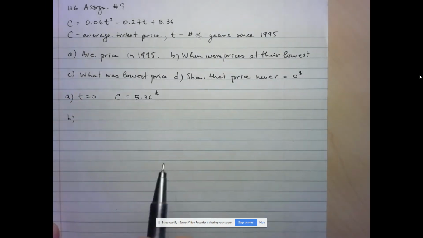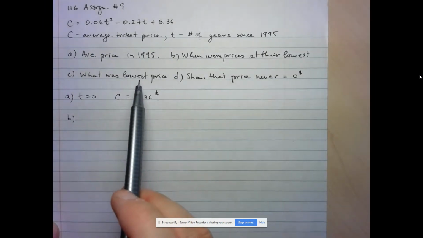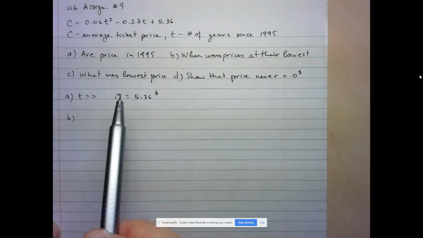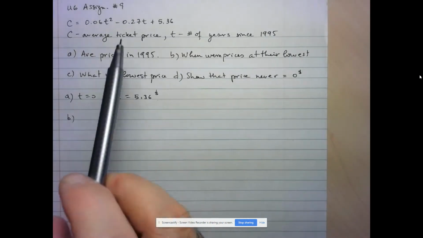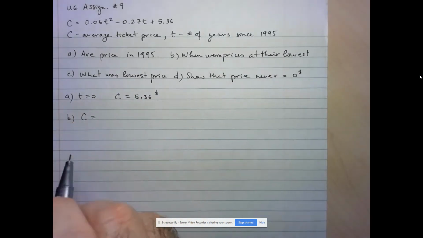It asks when were prices at their lowest, and then in part C, what was the lowest price? So anytime you see something that has to do with highest, lowest, biggest, smallest, you know you're talking about the vertex, because that's what helps us determine the maxes and mins. So the first thing I'm going to have to do here is complete the square. This one requires a little bit of work.